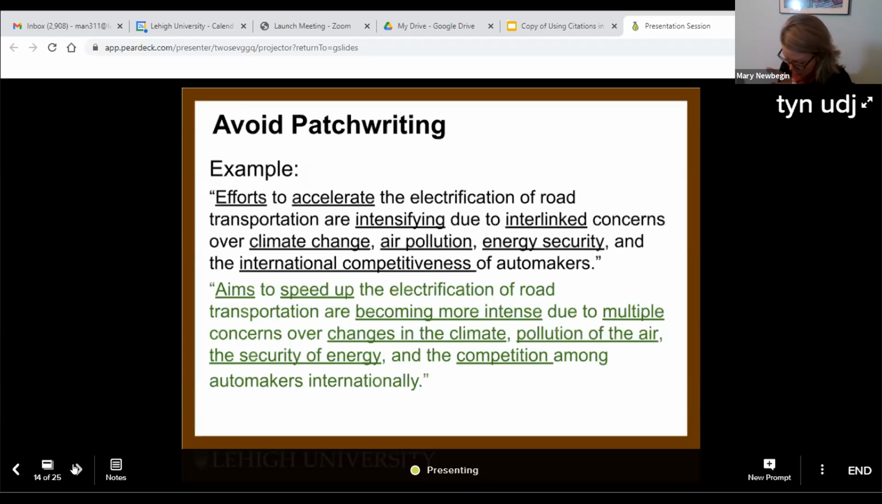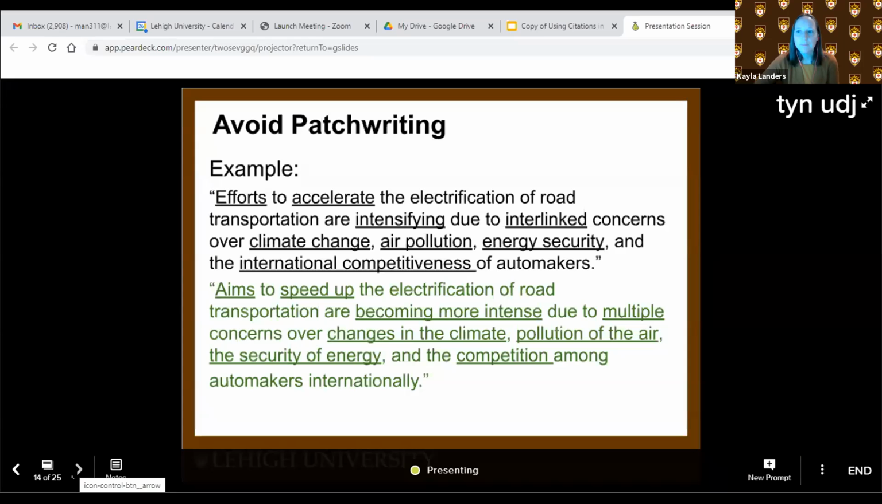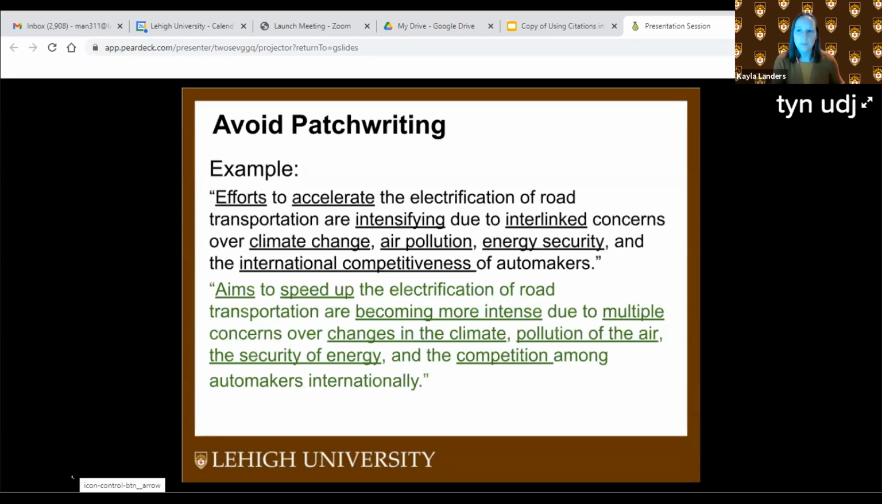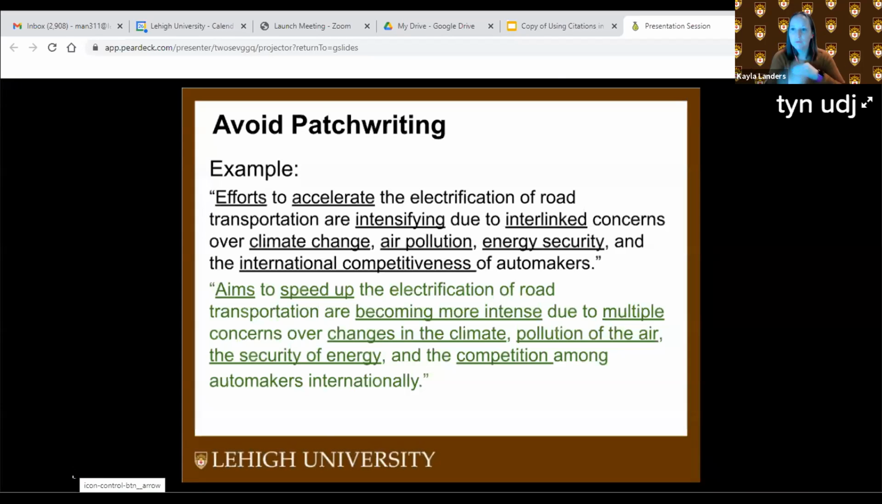So let Kayla take it for the next two slides. Okay, so as we already mentioned, just avoid patch writing. Some people call it plagiarizing. So this is just saying, okay, I'm going to substitute the words. We also have to think about changing those chunks in the order. I think of it like a puzzle. Instead of just putting in a new puzzle piece, you also have to flip those puzzle pieces and really change everything around.